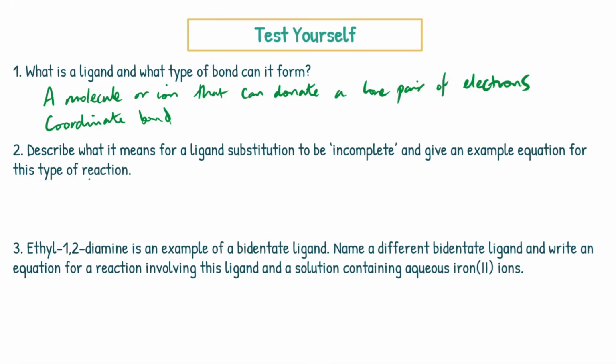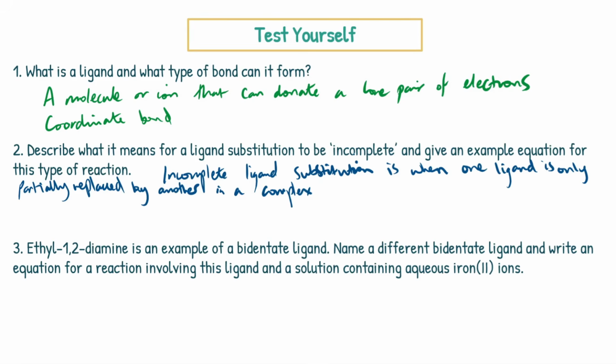Question 2. Describe what it means for a ligand substitution to be incomplete and give an example equation for this type of reaction. Okay, so I may not have explicitly said this in the video. Incomplete ligand substitution is when one ligand is only partially replaced by another in a complex. Okay, not too bad here.